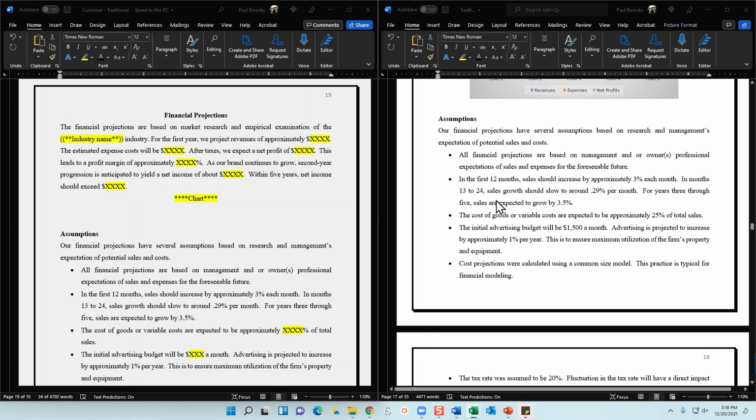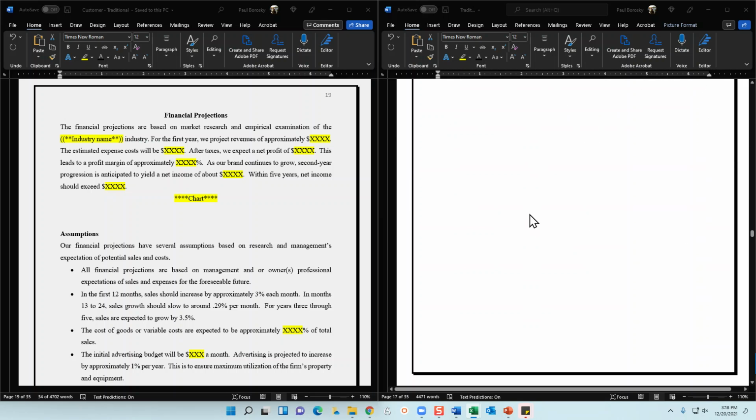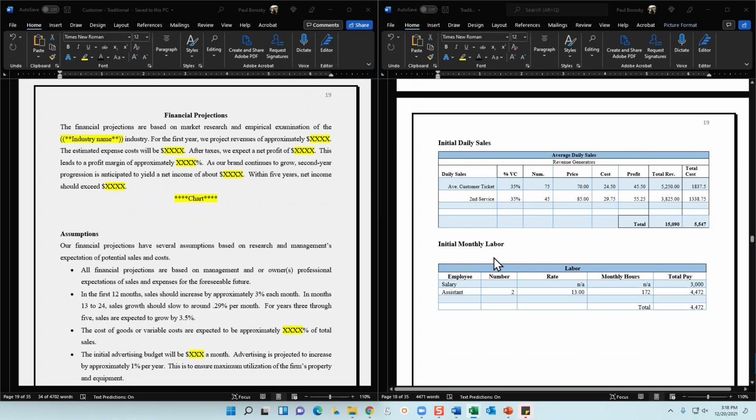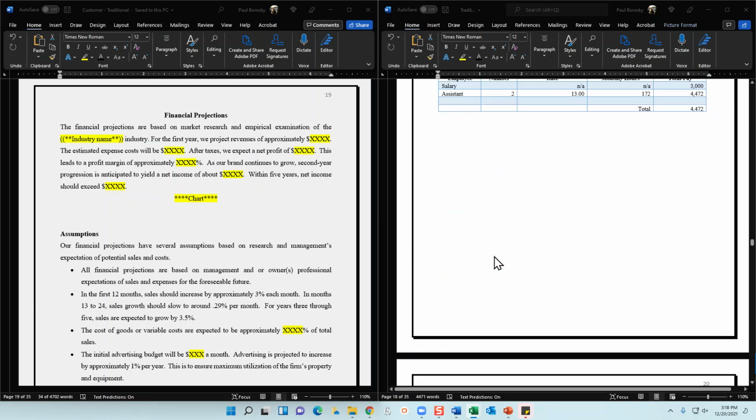We're going to talk about some of our thoughts and ideas that we've incorporated into the financial model to come up with these numbers, and we're going to list those financial assumptions here. Once we're done with that, we're then going to break out our daily sales. We're going to show the reader what your initial daily or weekly or monthly sales are going to be. We're going to tell them what your initial monthly labor costs are going to be.